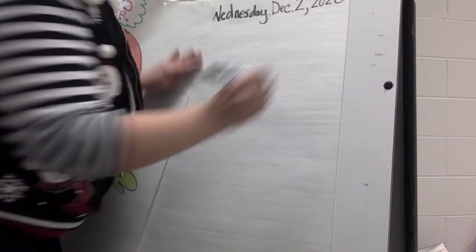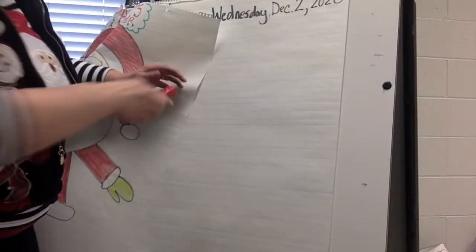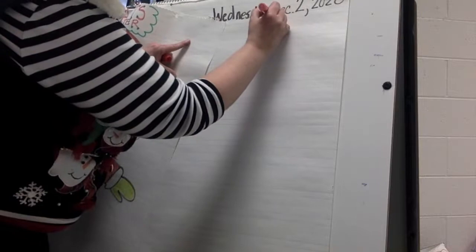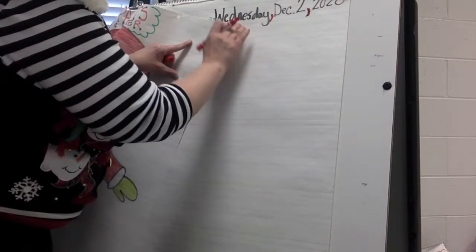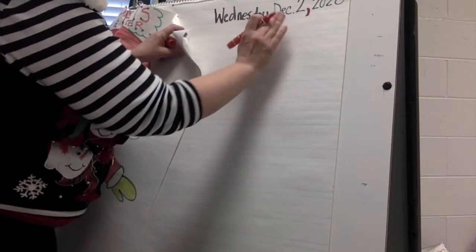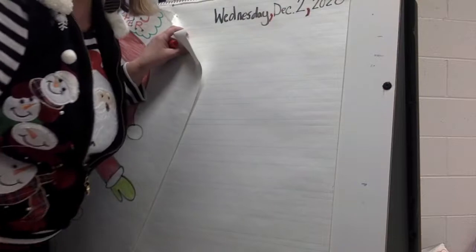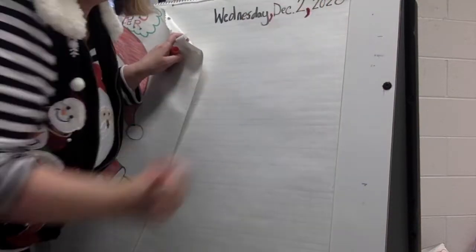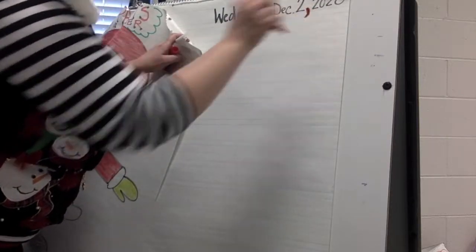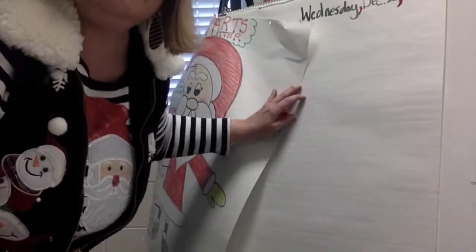2020. If you'll notice where I put those commas, boys and girls, you'll notice that I put a comma after the day and I put a comma after the number. Wednesday with a capital W, December, capital D. I've got a period there because I made an abbreviation, and then I've got a comma after the number in 2020. So that is my heading, boys and girls, okay?